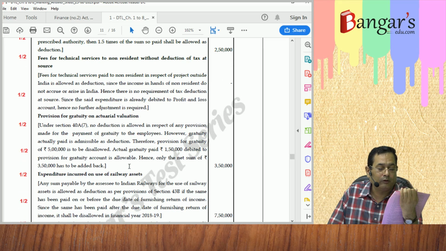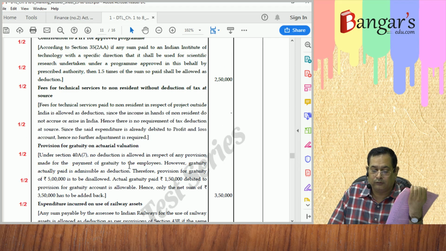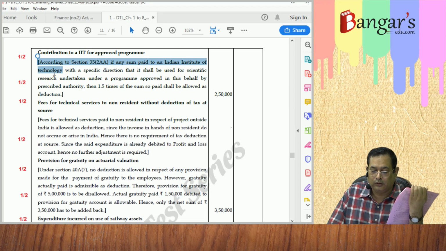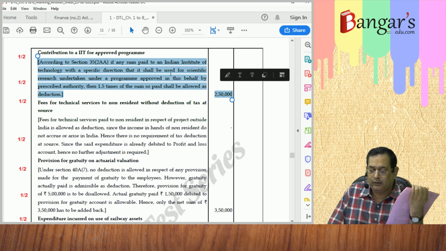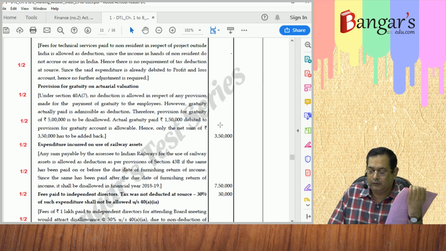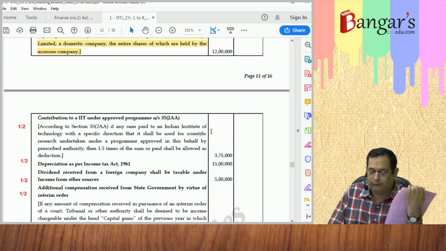So whatever amount has been paid, here 2,50,000 has been paid to Indian Institute of Technology, the same will be added back and 1.75 times will be allowed as deduction. It will be deductible.